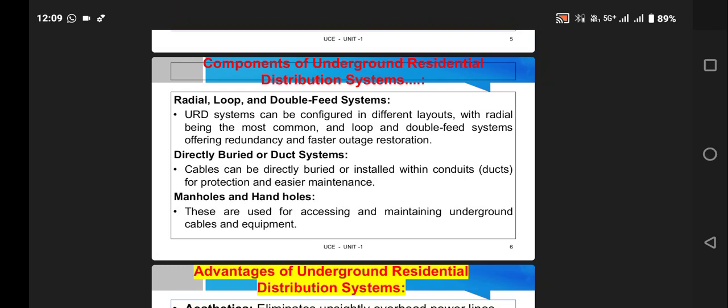Our next component is the directly buried or duct system. Cables can be directly buried or installed within ducts for protection and easier maintenance. Manholes and handholes: these are used for accessing and maintaining underground cables and equipment.